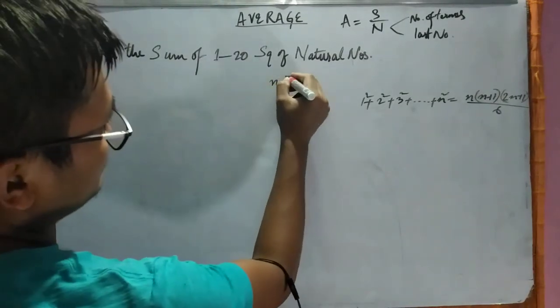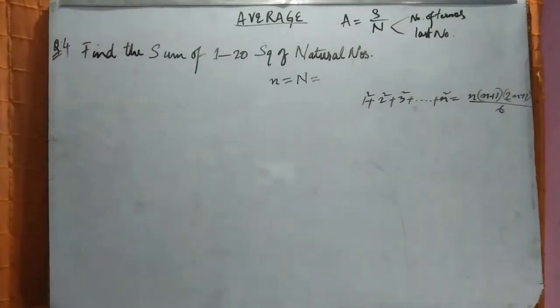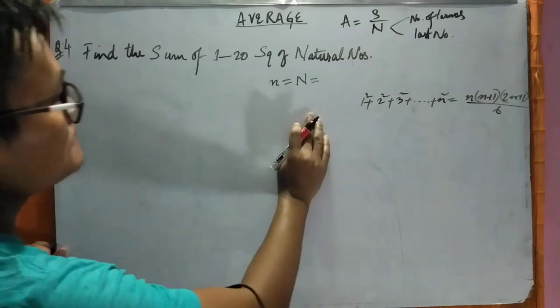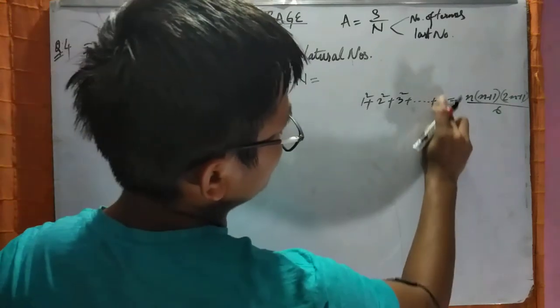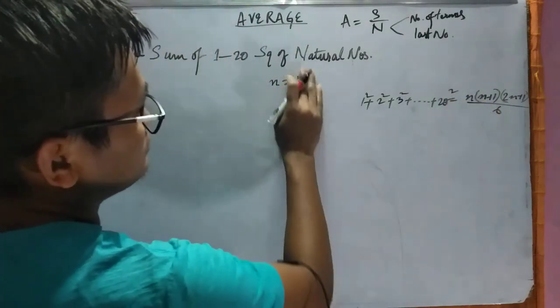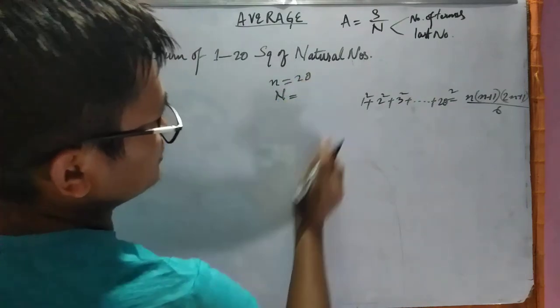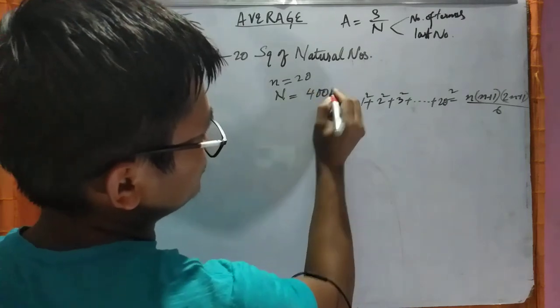In this case, small letter n will be capital letter N. Suppose N is 20, the number of terms is 20, so capital N equals 20.